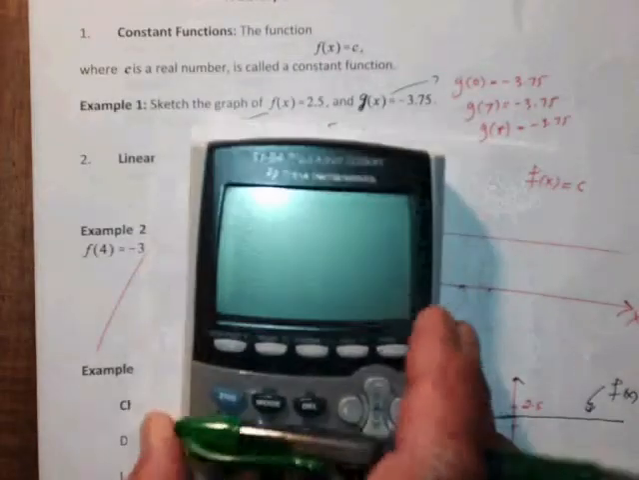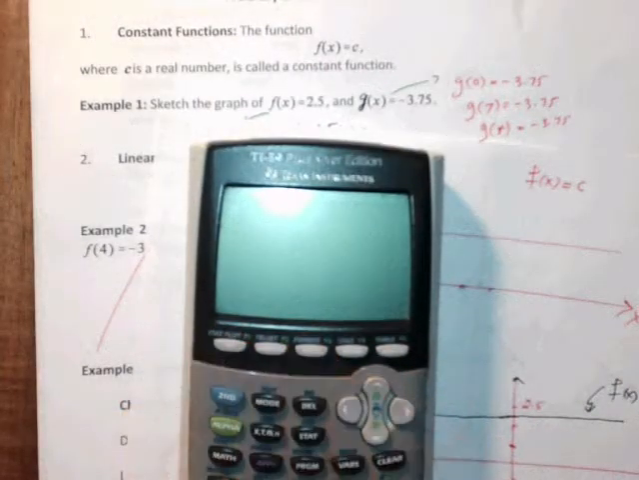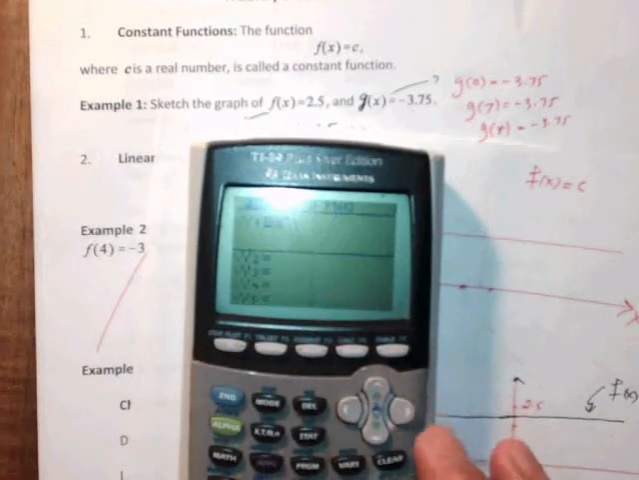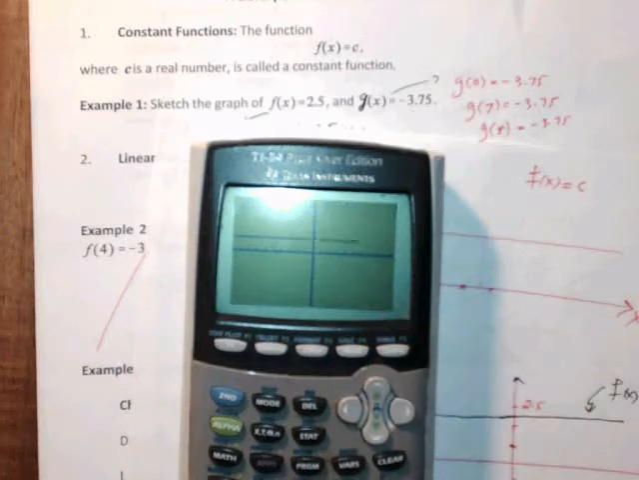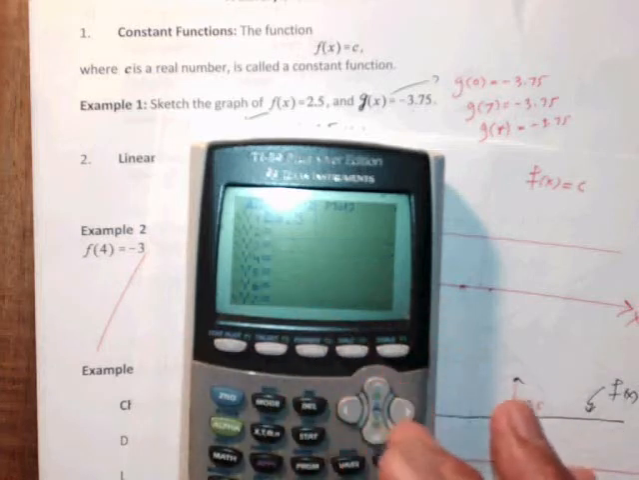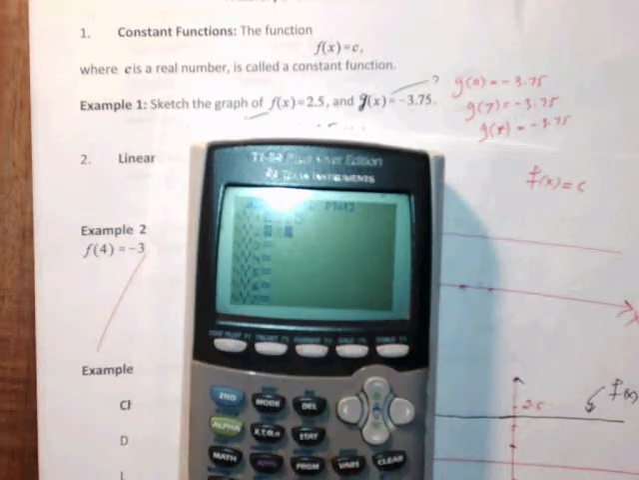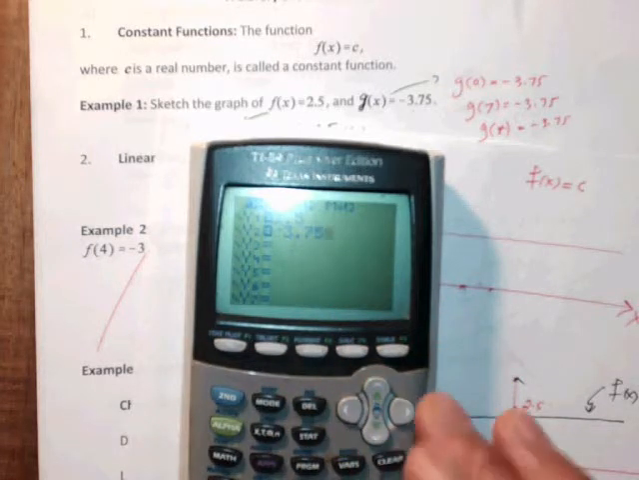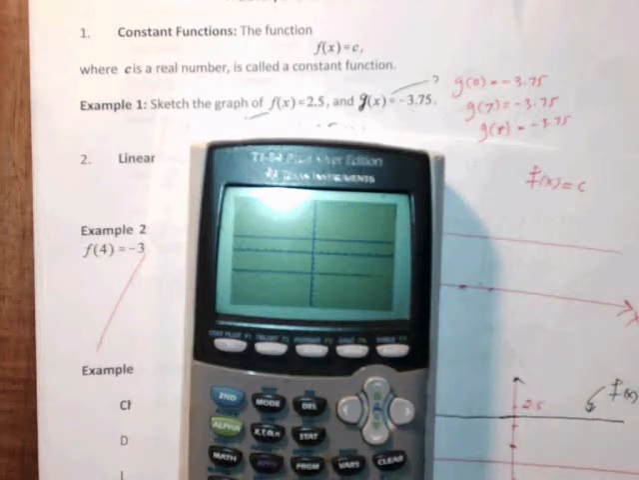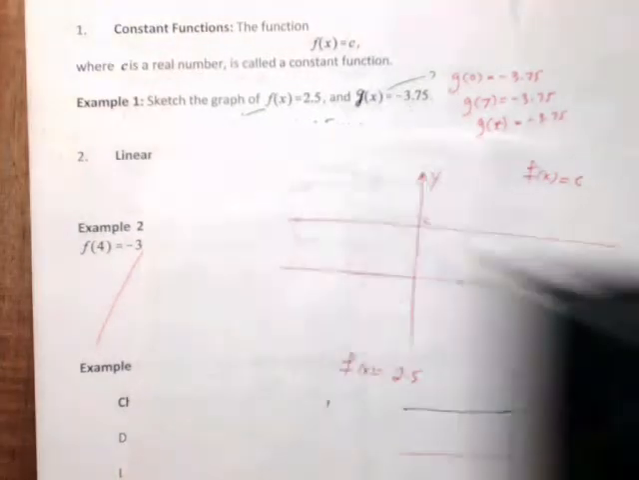You can do this on your graphing calculator actually. If you go to your graphing calculator, you say f of x equal to 2.5. See, you get a horizontal line at 2.5. Now if you go to the second function and say negative 3.75, then you get that line right there. Okay, so pretty simple.